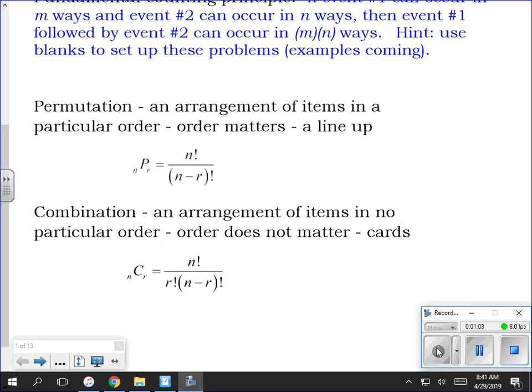Okay, combinations or permutations. You have a certain number of items, and you want to know how many arrangements you're going to have. If you have 26 people in your club, and you're going to pick the president, the vice president, and the secretary, how many ways can you have that grouping of 3 based upon how many people are in the room?